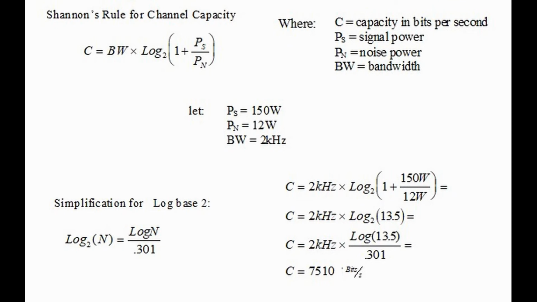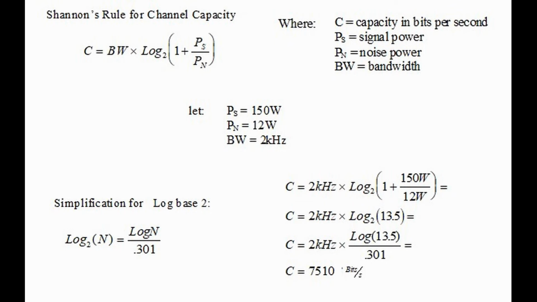How much signal in bits can be sent through a given channel of communication depends on Shannon's rule, which relates the capacity, and it depends on the strength of the signal, the strength of the noise, and the bandwidth. So P sub S is signal power, P sub N is noise power, and BW is bandwidth. Let's say that you have a signal power of 150 watts, and that the noise is 12 watts, and you have a bandwidth of 2 kilohertz. How much signal can we get through here in bits per second?